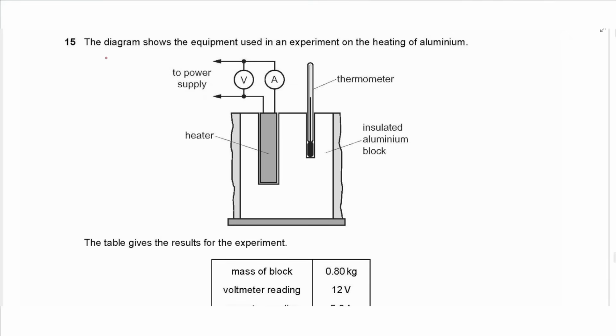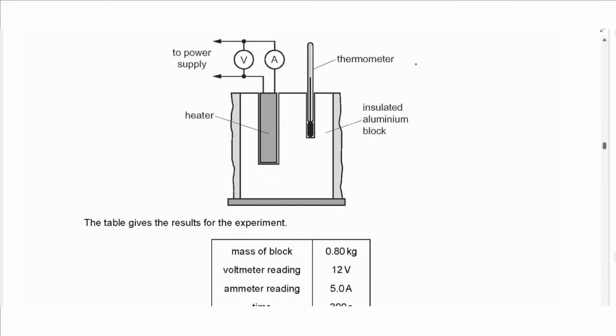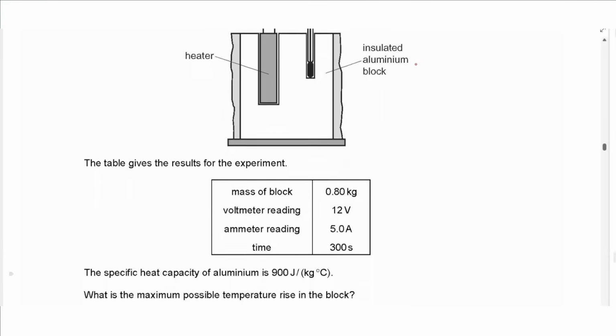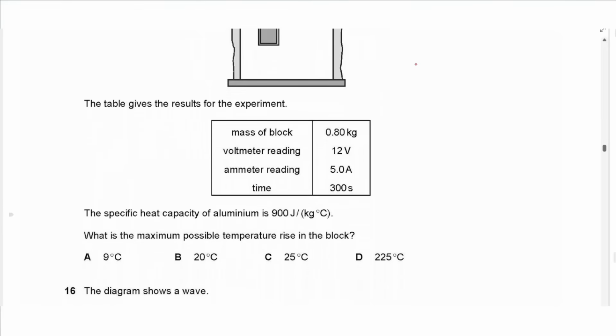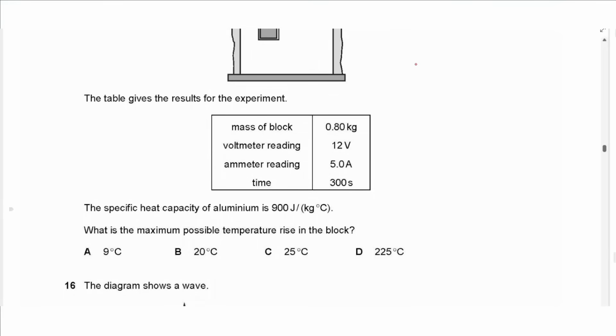Question 15 says the diagram shows the equipment used in an experiment on the heating of aluminium. So we have a heater connected to a voltmeter, an ammeter and a power supply, a thermometer inside the aluminium block, and there is insulation around the block. The table gives the results of the experiment. So we have the mass, a voltmeter reading, an ammeter reading, and time, and the specific heat capacity of aluminium.